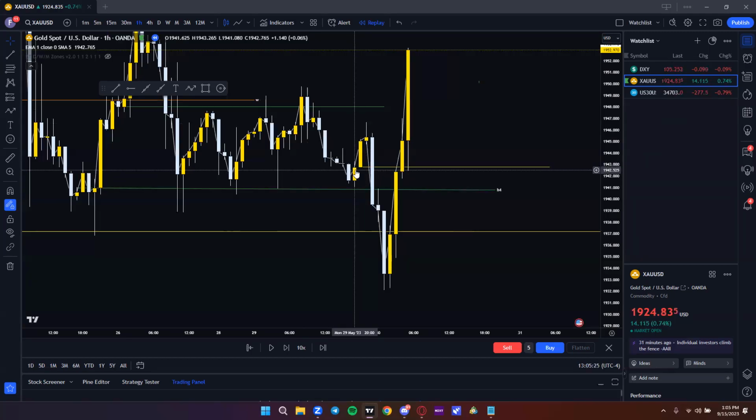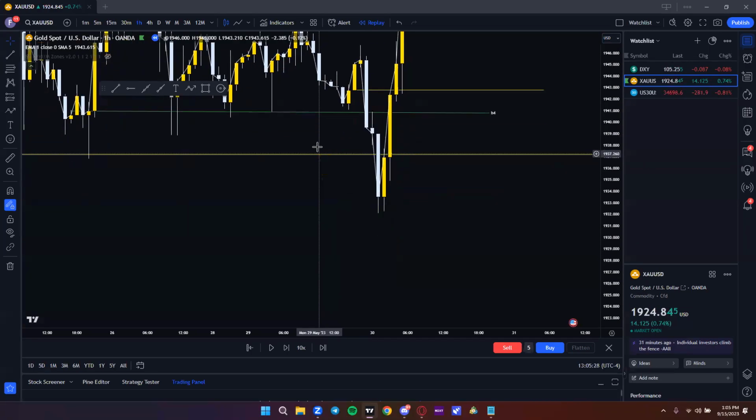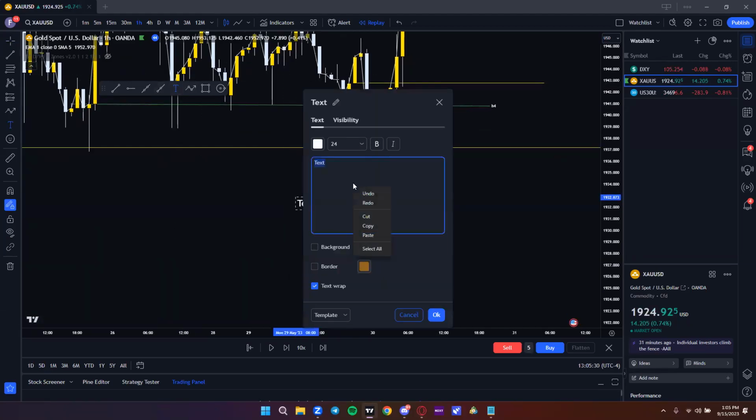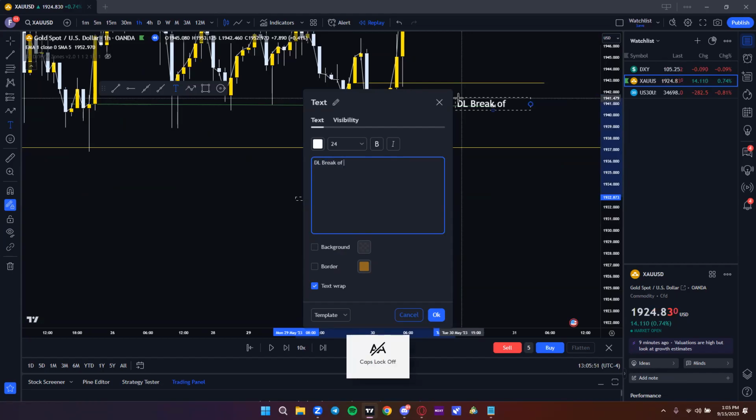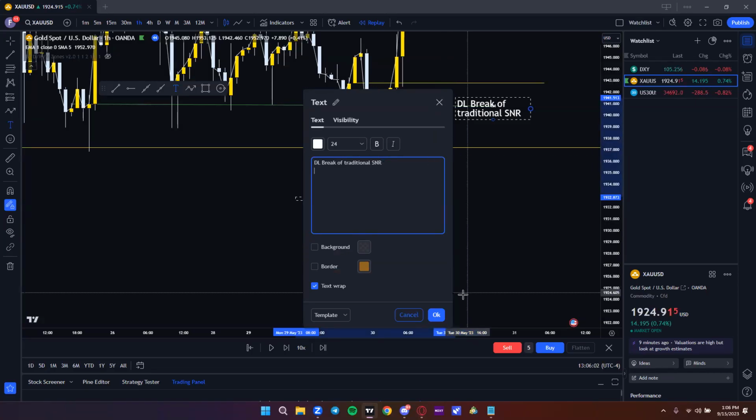This is a decision level here. One thing you guys have to remember is that when I told you a decision level needs to take out another decision level to give us direction, you can also use DL break of SNR, traditional SNR, to give us direction.